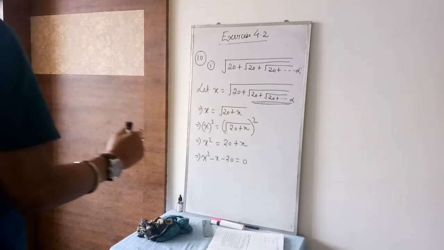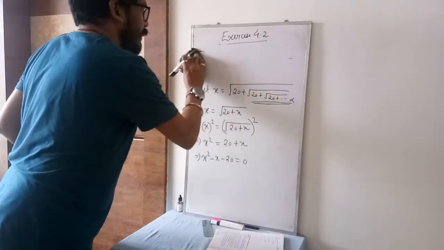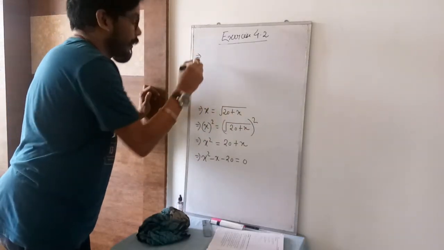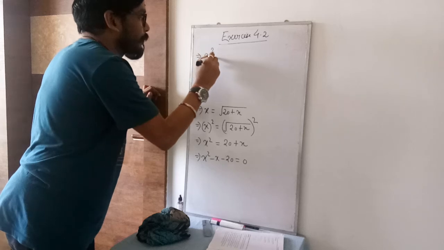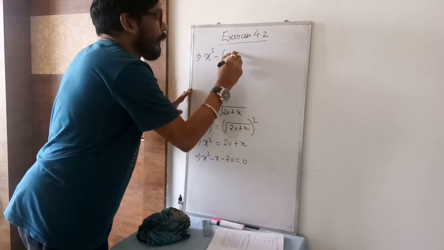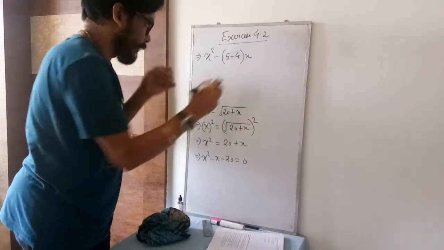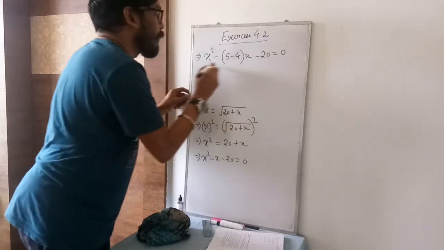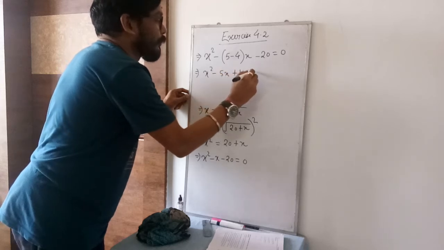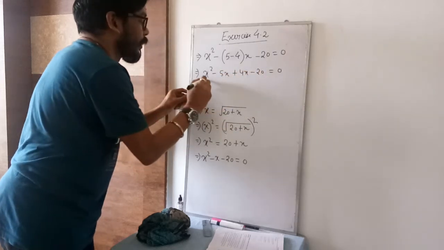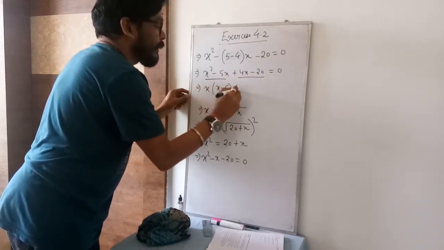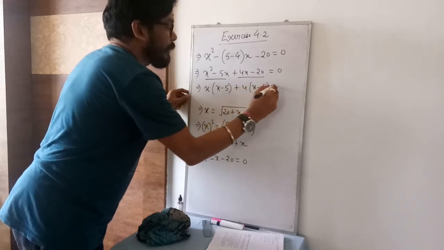Taken. So here I will rub the upper part. Here you can take the middle term. So the middle term will be 5 minus 4, because 20 factors are 4 and 5. So x square minus, it is 5 minus 4 outside is x, minus 20 equal to 0. So it is x square minus 5x plus 4x minus 20 equal to 0. From the first part we will take x common, from the last two also we can take common, so it is x minus 5, 4 into x minus 5.